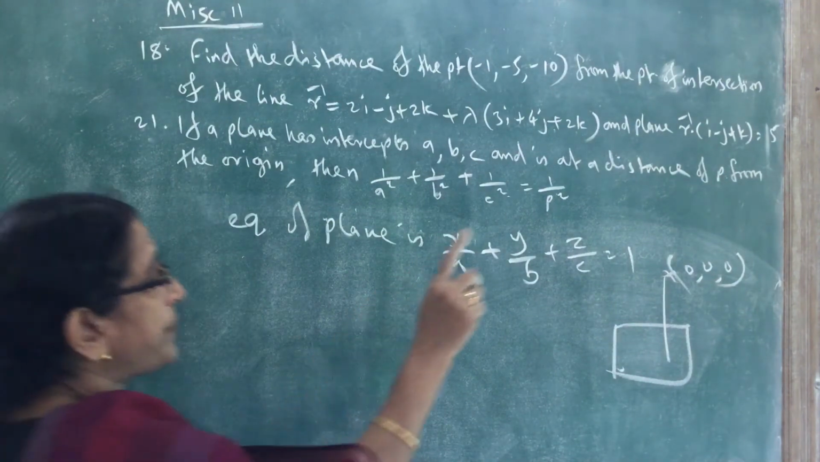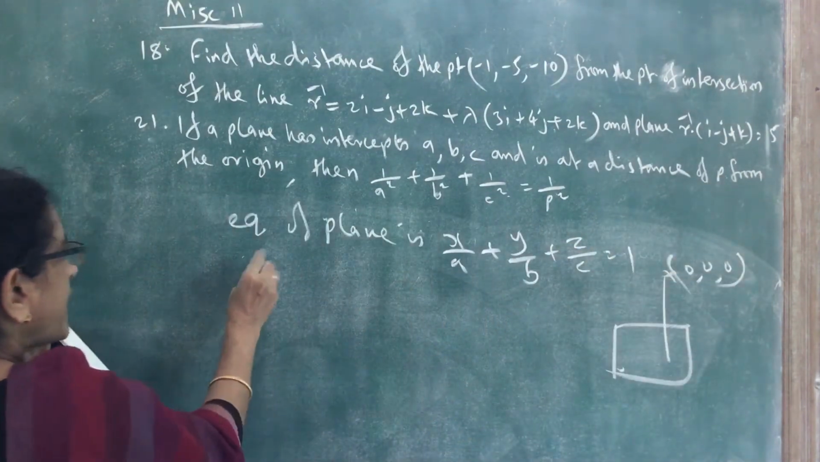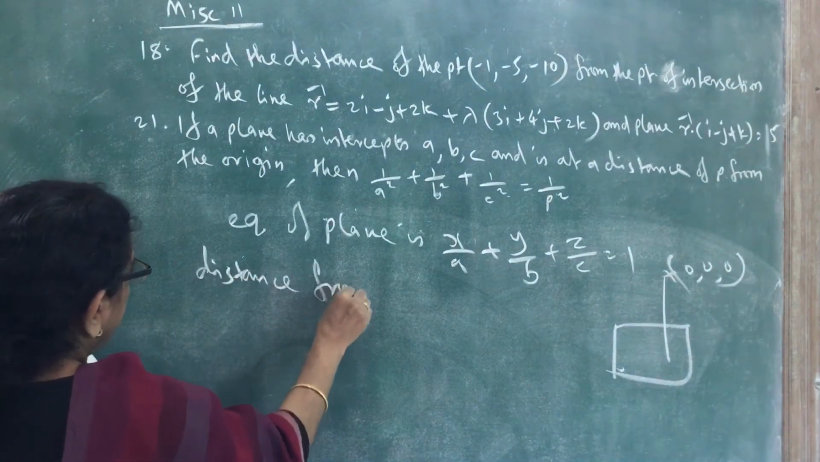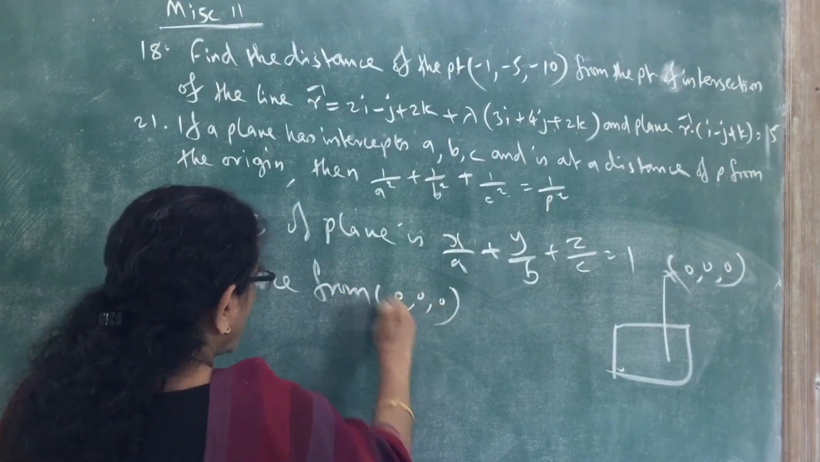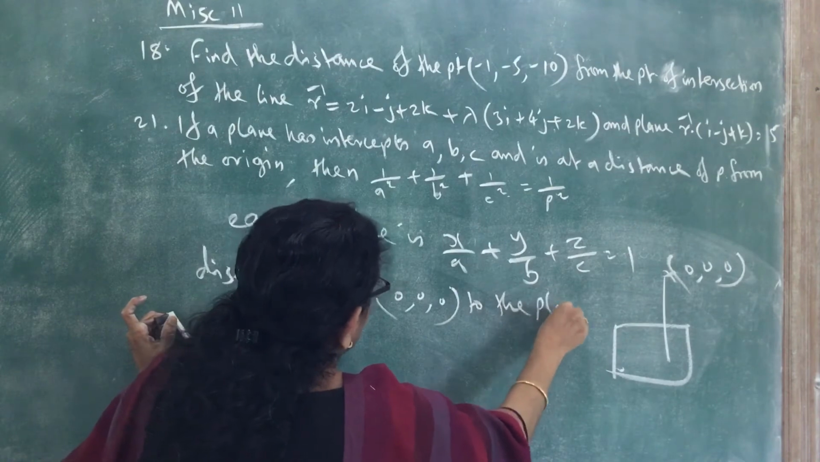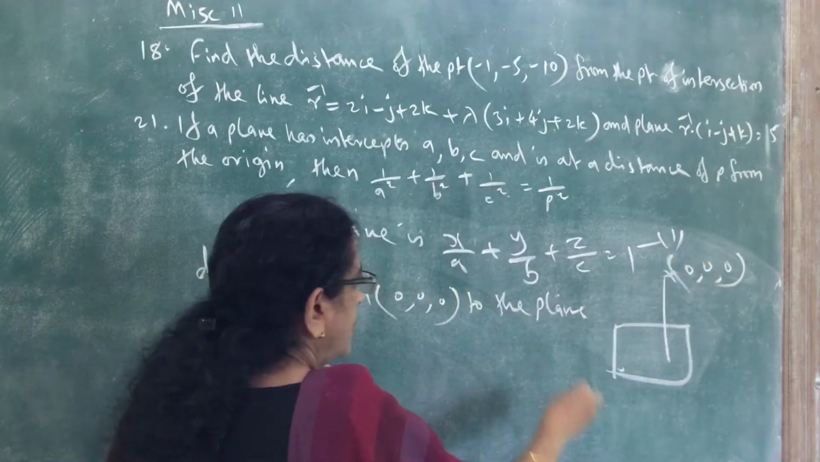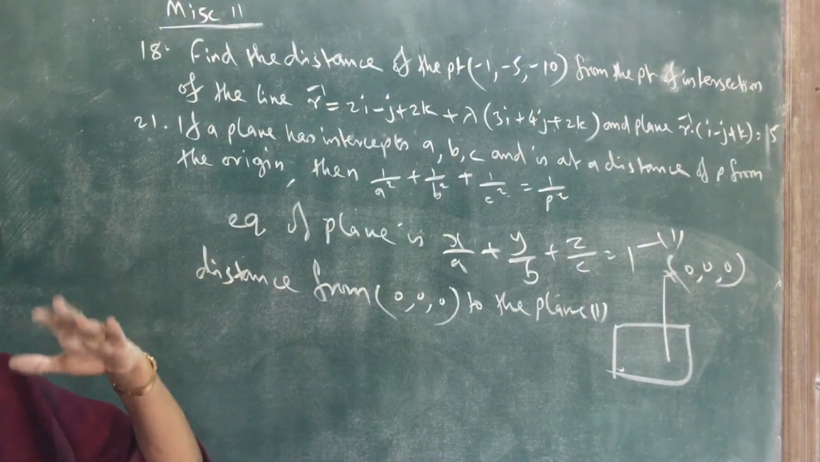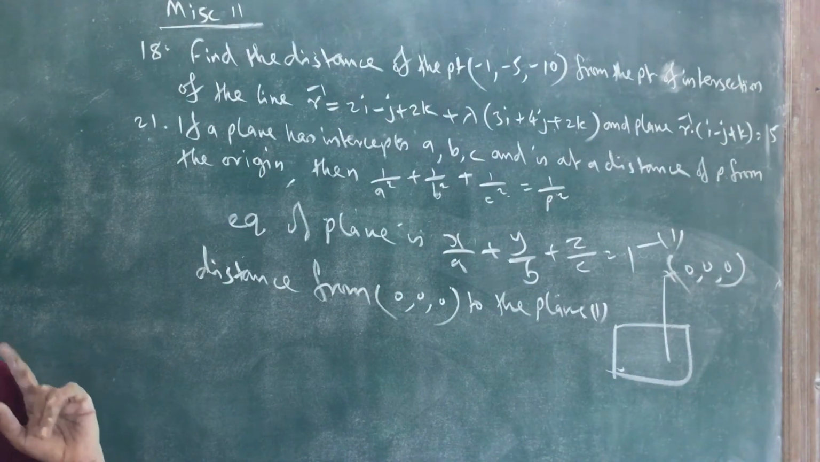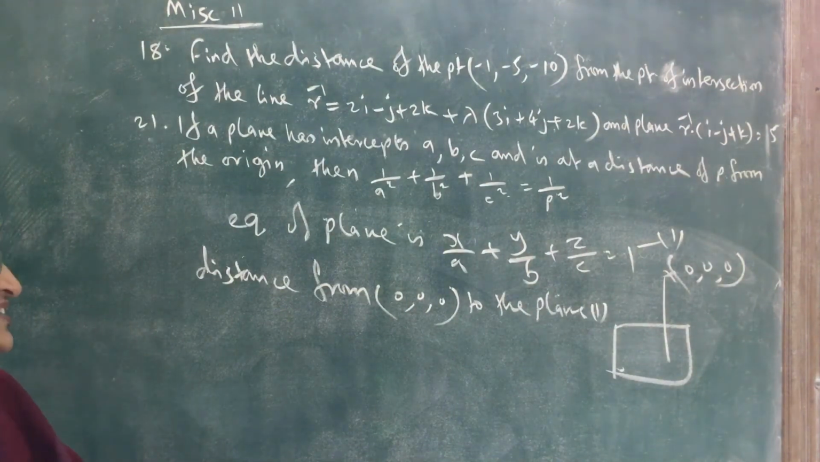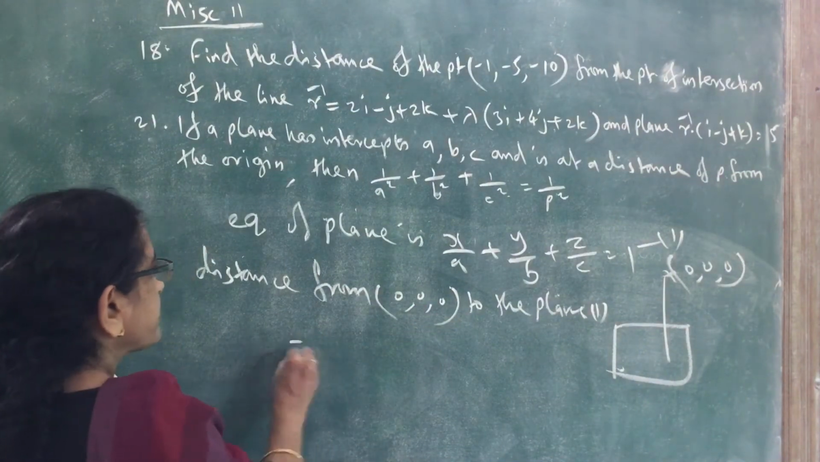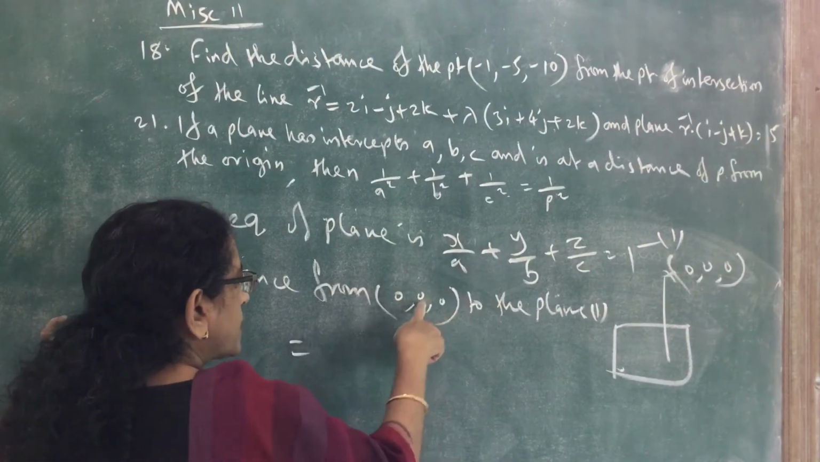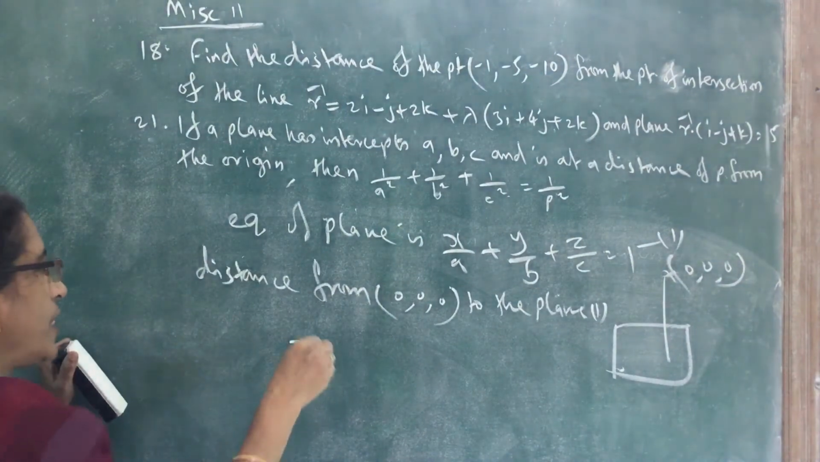That distance is given as p units. So the distance from the origin, that is 0, 0, 0, to the plane. Name this equation 1. How do we find the distance? In the formula ax1 plus by1 plus cz1, in the place of x, y, z, substitute the coordinates. This is the equation of the plane. The x coordinate is 0, y 0, z 0. Substitute and apply that formula to find the distance.